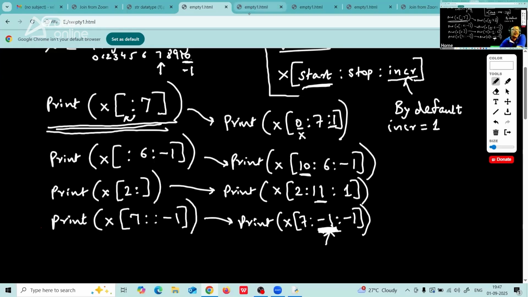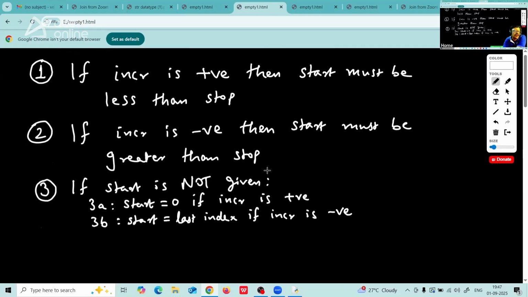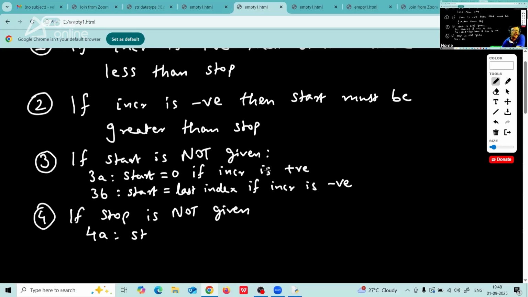So I was about to write the rules, and people have agreed that the stop should be -1. What was the next rule? I hope you are writing this. If stop is not given, then what is stop? Stop is the end of the string. It goes till the end of the string if the increment is positive.